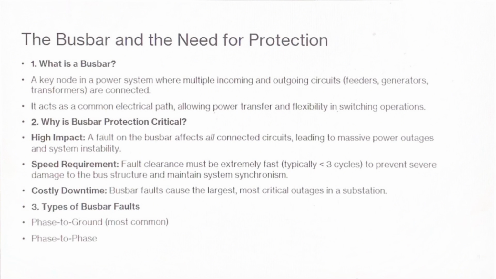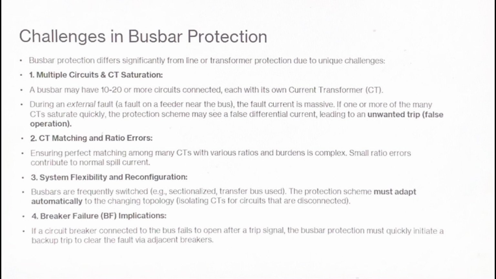First is maximum speed. Fault clearance must be incredibly fast, typically less than 3 cycles or about 50 milliseconds, to minimize physical damage and prevent the entire system from falling out of synchronism. Second is absolute selectivity. We only want to trip the necessary breakers when the fault is inside the bus zone, and we must remain completely stable when the fault is outside the zone.